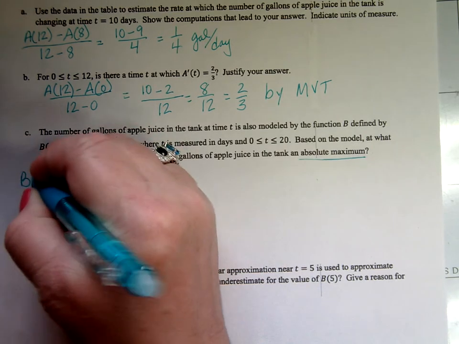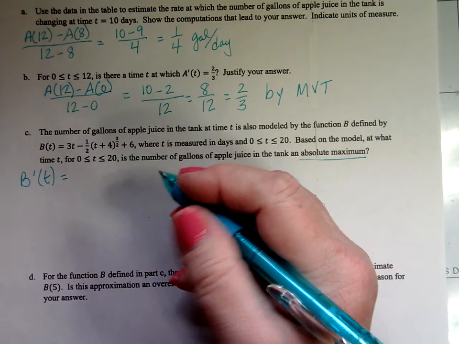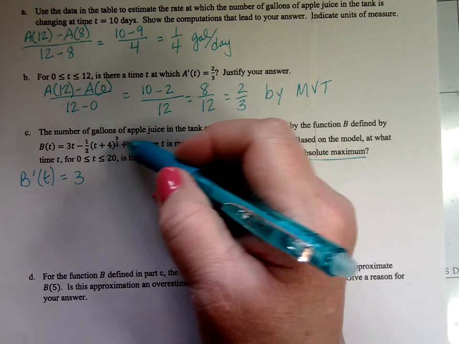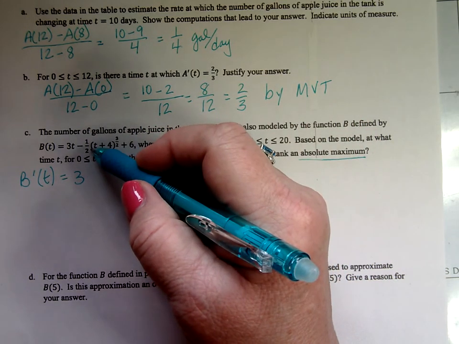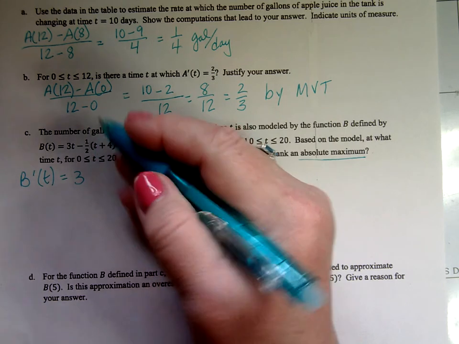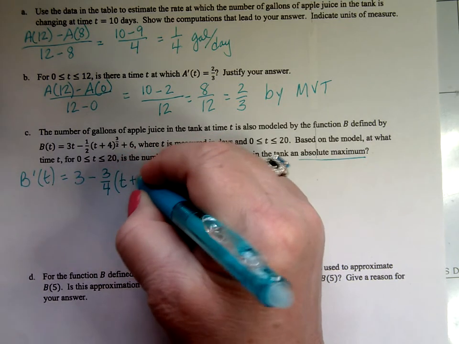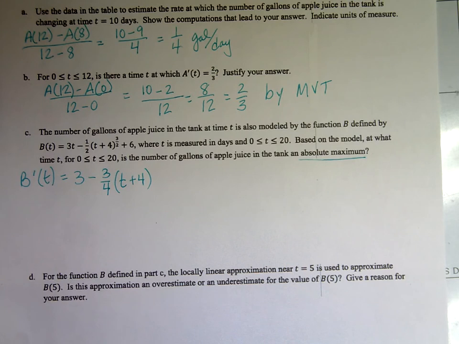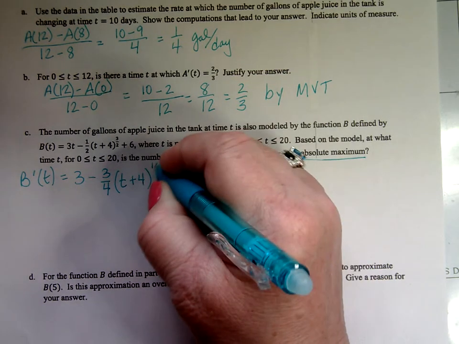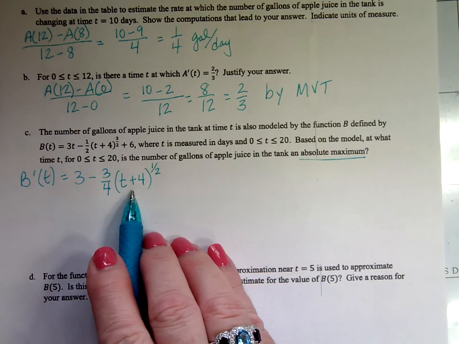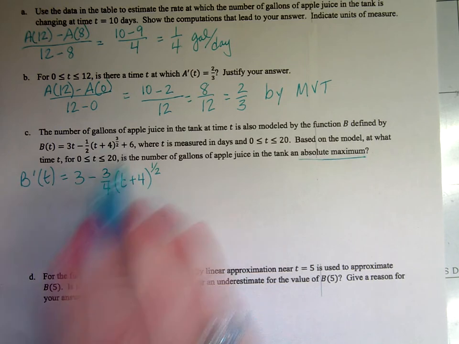Okay, b prime of t gives me 3. Oh my goodness, this gets complicated. 3/2 comes down times 1/2. One piece at a time, kids. 3/2 times 1/2, that's 3/4. The group has to go t plus 4 to 1 less power. 3/2 minus 1 is going to give me 1/2. Times the derivative of what's inside. Luckily for us, that's a 1. And that's it for that piece. Go to 6. The derivative of 6 is 0. So that's what I've got.